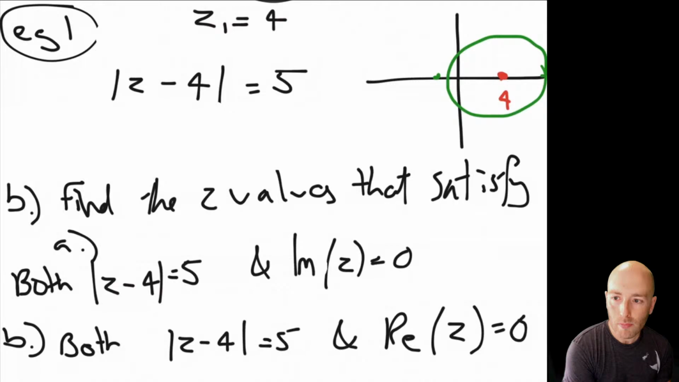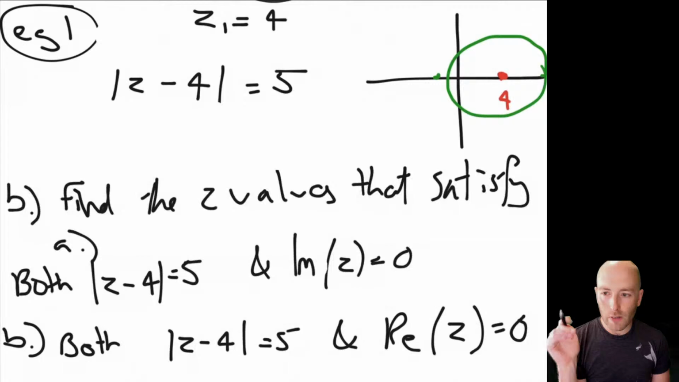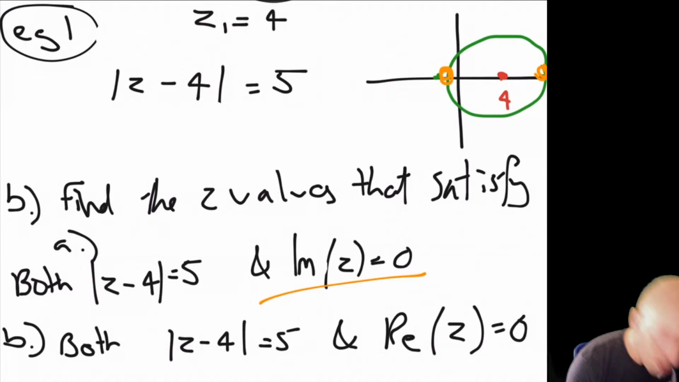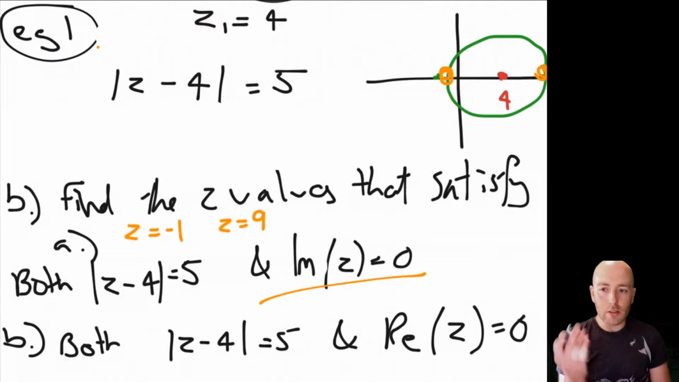Okay, find the values that satisfy both. So both of these are on our circle. So you want to find the z values that are on the circle, and the imaginary part is 0. So the imaginary part being 0, that means it must be this point here, or this point here, which is nice and easy to work out. So one of these points is going to be z is minus 1. The other point is going to be z is 9. And I can do that just by looking at my sketch.